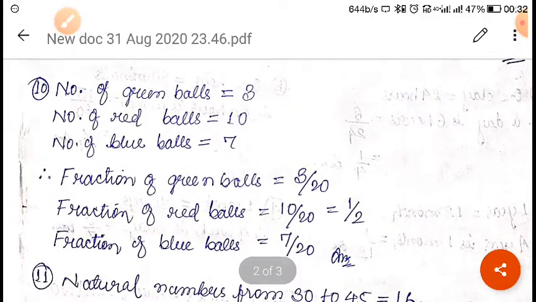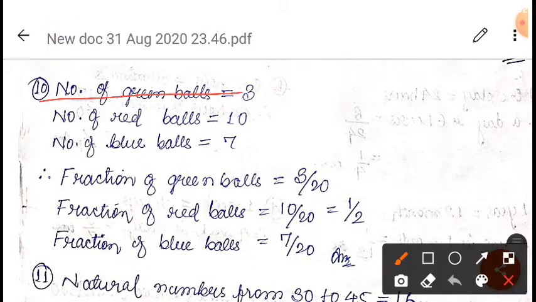Okay, question number 10. Since you see the length of the question is very big, but it is very easy. In a bag there are 20 balls. Okay, 20 balls are there, and in that 20 balls, 3 balls are green in color, and 10 balls are red in color. Means how many balls are left? 10 plus 3 is 13, and 20 minus 13 is 7. Means the number of blue balls is 7.